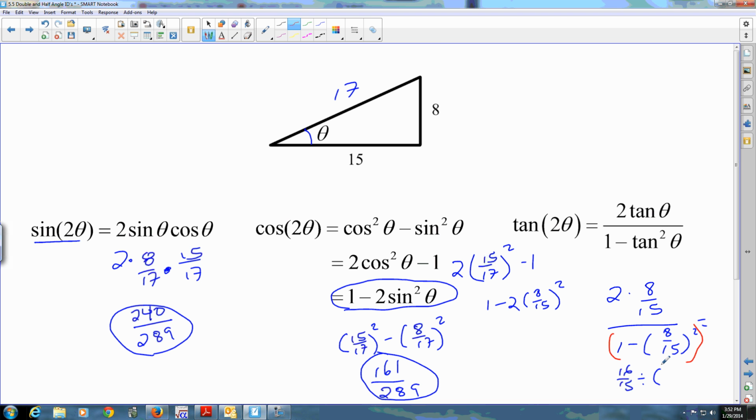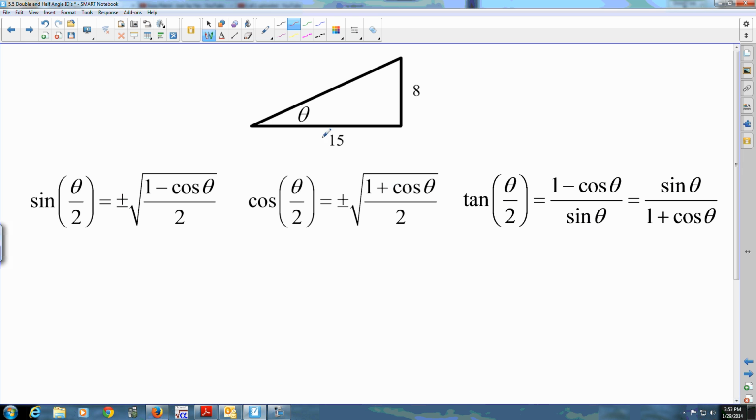16/15 is divided by, put a parenthesis around it, 1 minus 8 divided by 15 squared, close the paren, you get some weird decimal, and looks like 240 over 161. Whew. So looks like, I'll write it up here, 240 divided by 161. Okay.